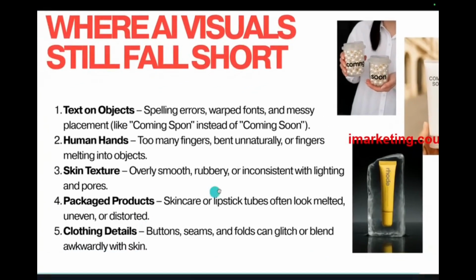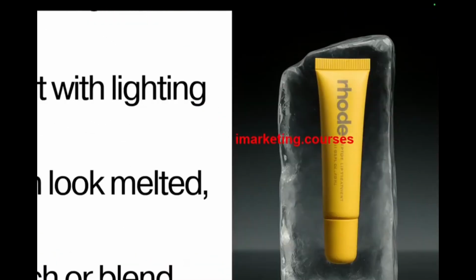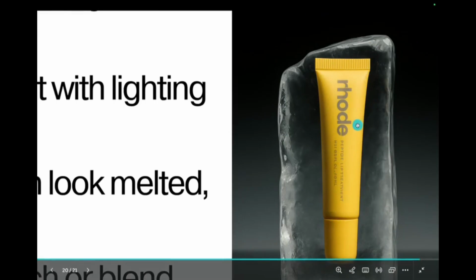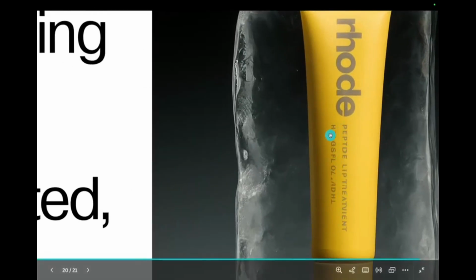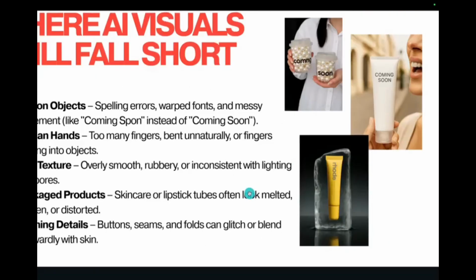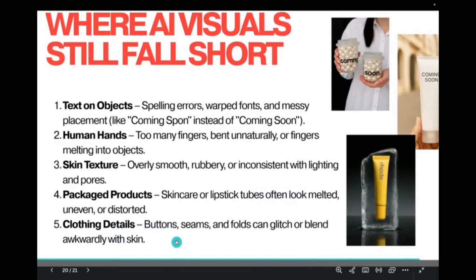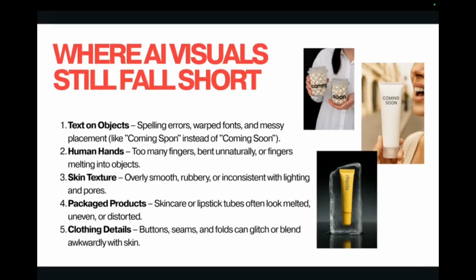Okay, package product. You can see here, this is a Rhode product. If you know the real example, it's a much longer shape, and the way it's written on the box, on the product, doesn't look like this. You can see also here, the letters are not correct. It's still having a hard time replicating the packaging one to one. Closing details, buttons, seams, and folds can glitch and look awkward sometimes on screen.